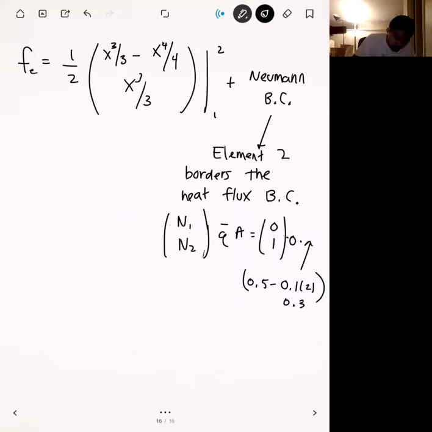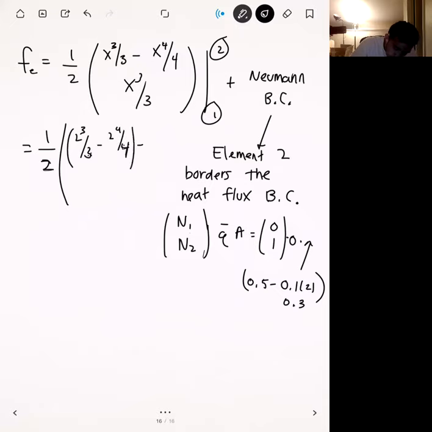Now let's go ahead and evaluate this integral term here. We have 1/2 times x cubed over 3 minus x to the 4th over 4, and we're going to evaluate that at the integration bounds 2 and 1. First we're going to have 2 cubed divided by 3 minus 2 to the 4th divided by 4.